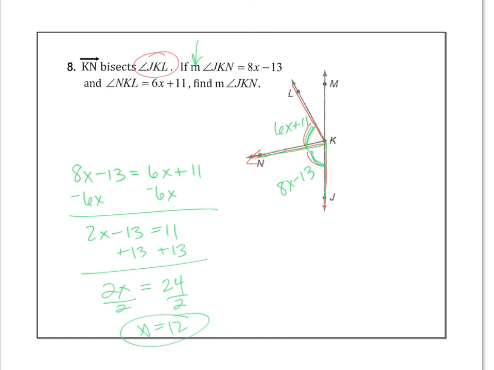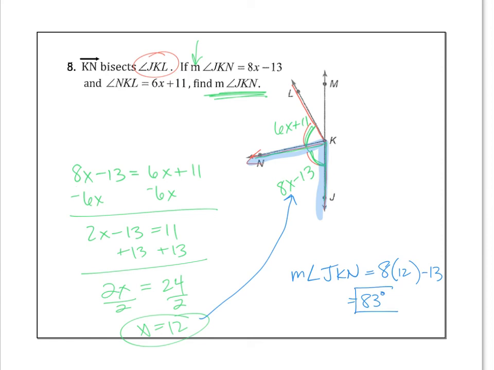Now we're not done though. It says find the measure of angle JKN. Well, angle JKN, if I outline it here, remember that's down here in the blue. And so I need to take that 12 and plug it into that angle. So the measure of angle JKN is going to be 8, but instead of the x, we're going to plug in a 12, minus 13. And 8 times 12 minus 13 is 83 degrees.